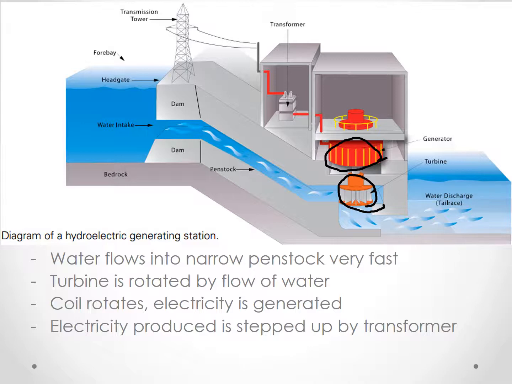The elevation created by the dam creates a gravitational force which can maximize the speed of the water flowing from high to low. As the water flows with gravitational force, the turbine is rotated and the coil rotates, which eventually generates electricity. The electricity is then stepped up by the step-up transformer, which is here, and transmitted by the transmission tower for domestic use.